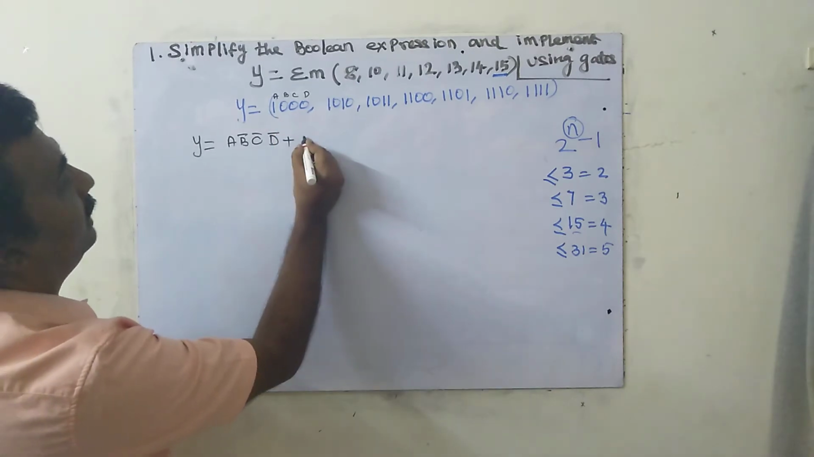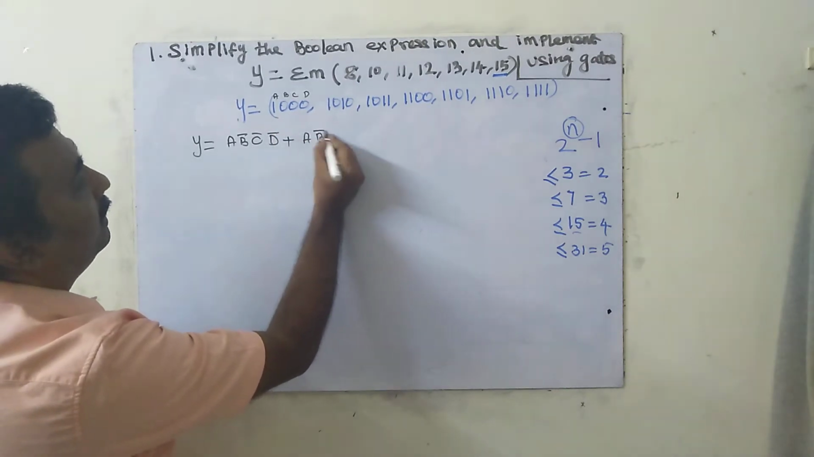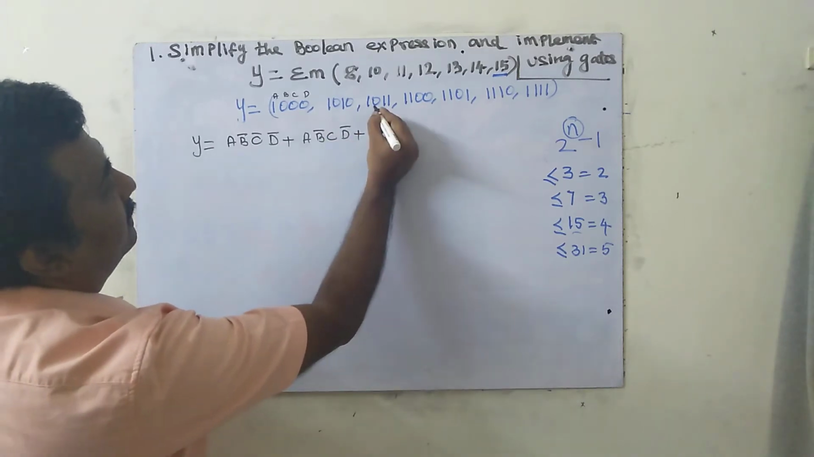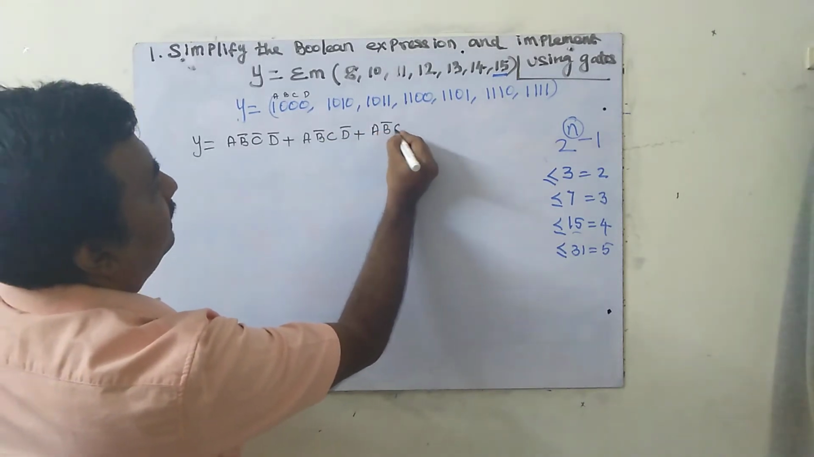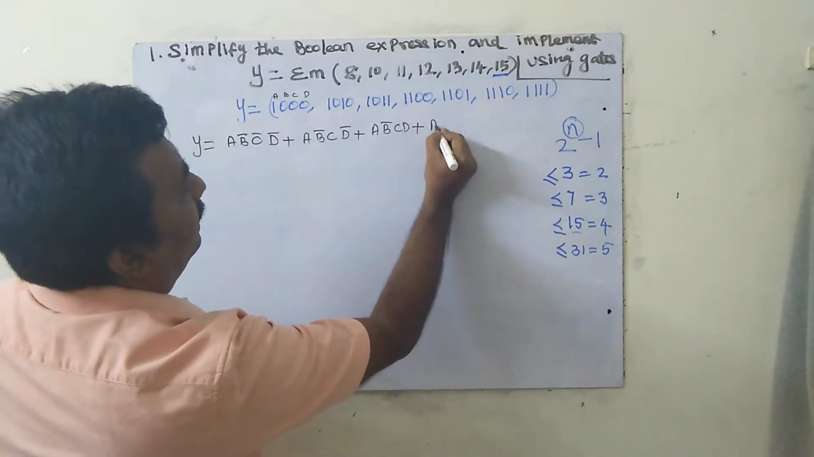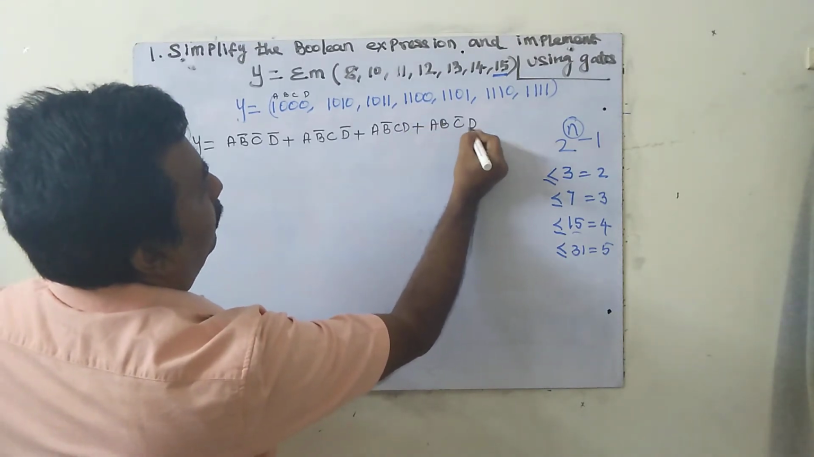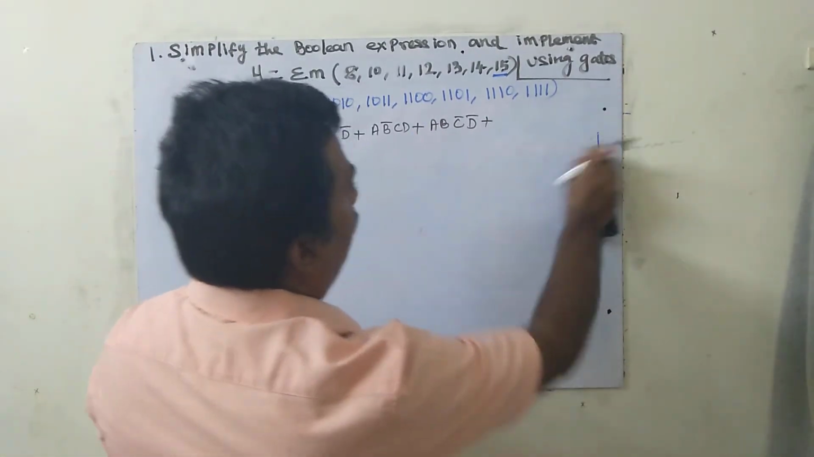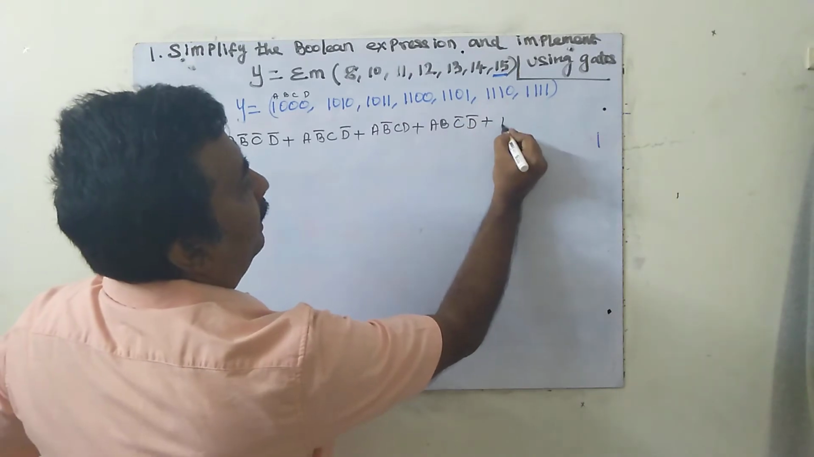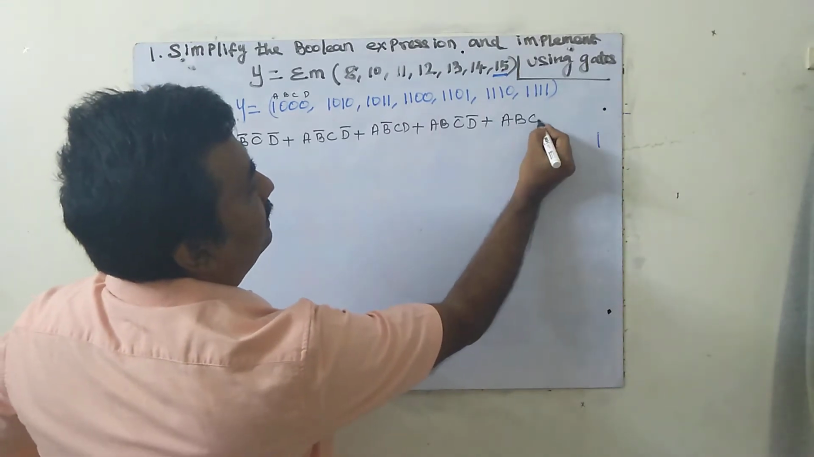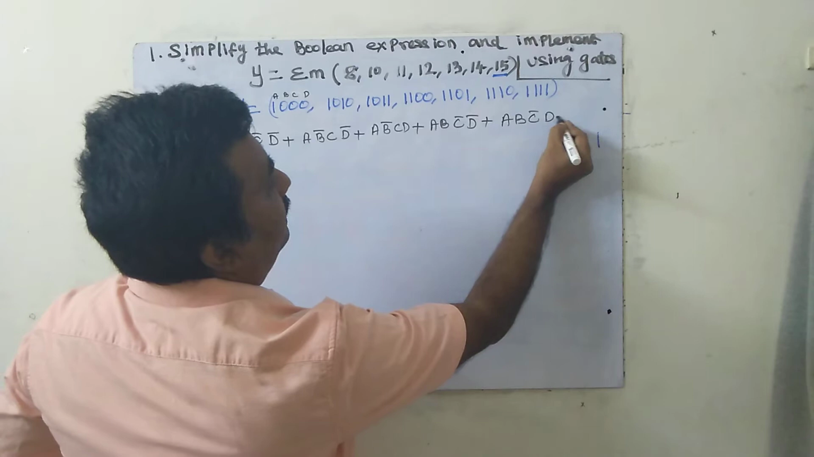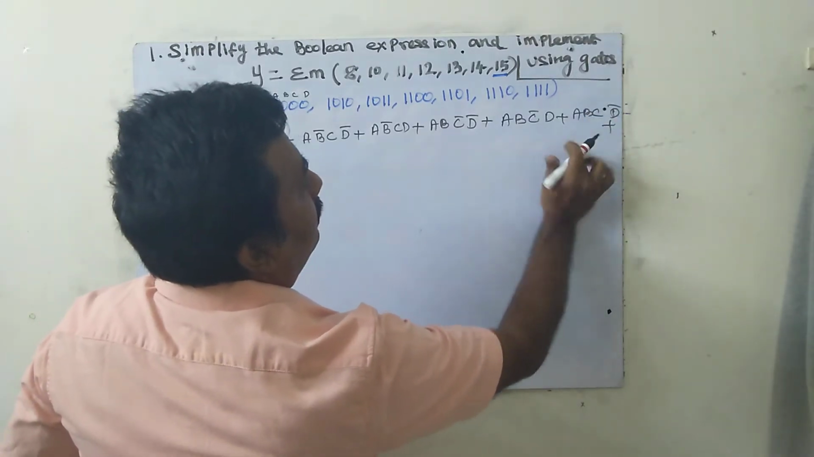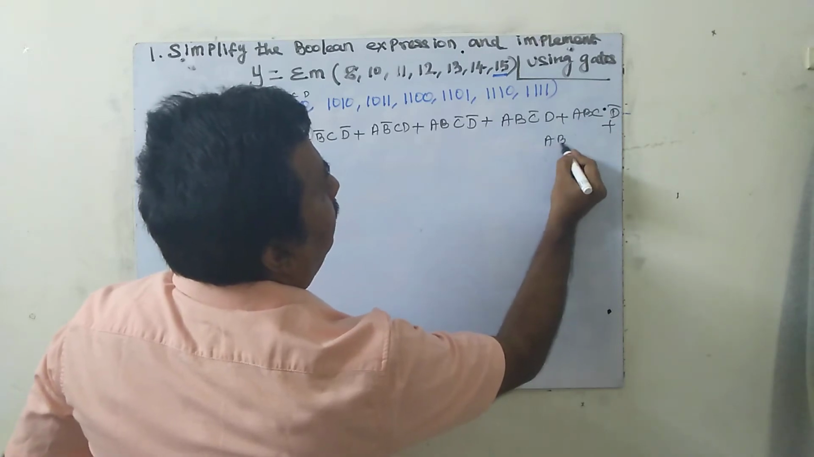This is the first term. The second one is A, B bar, C, D bar for this 1010, plus A, B bar, C, D for this one, plus A, B, C bar, D bar. What is 1100? So what is 110? 11 means A, B, and 0 means C bar, this is D, plus A, B, C, D bar, plus 1111 means A, B, C, D.